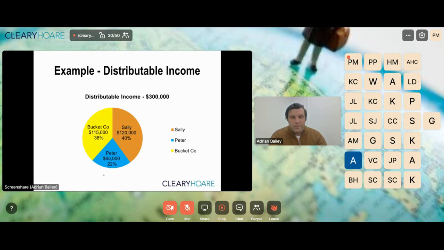The opposite approach to that is the proportionate view, which says that the extra income that we receive gets distributed in accordance with our proportion of our trust law income. So if, for example, we had an extra $100 of income, and we will run through an example a bit later on in some of the slides, but just while we're on this one, as Sally received 40% of the trust law income, she would receive 40% of the extra $100, so an extra $40 and so forth.